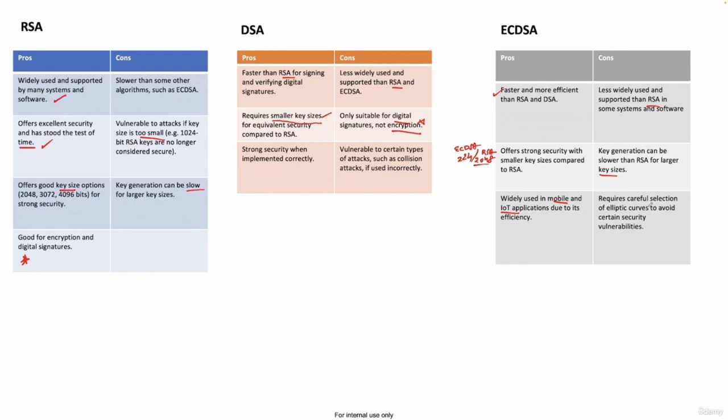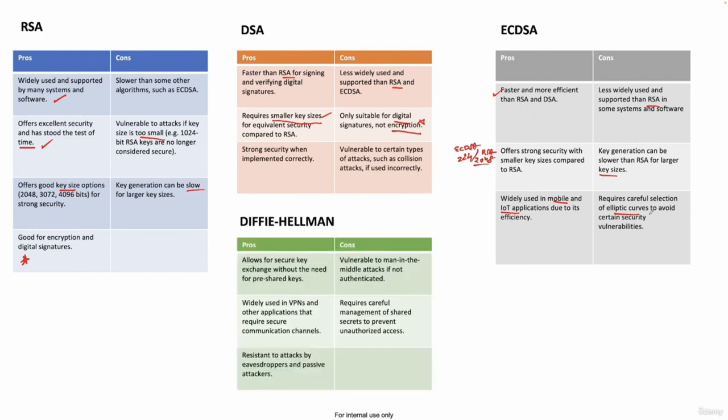It requires careful selection of elliptic curves. The elliptic curve itself is quite an advanced and complex mathematical technique. So you need to be very careful. You need to be really good at mathematics to get the required selection of elliptic curves to avoid any security vulnerabilities, right? Then we also learned the Diffie-Hellman algorithm, a very important one, right?